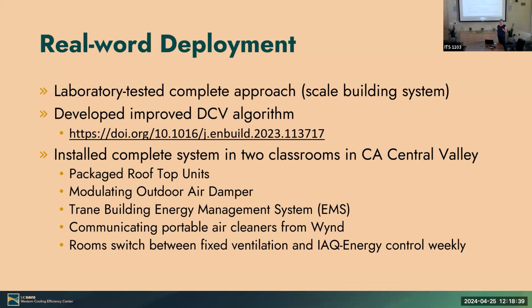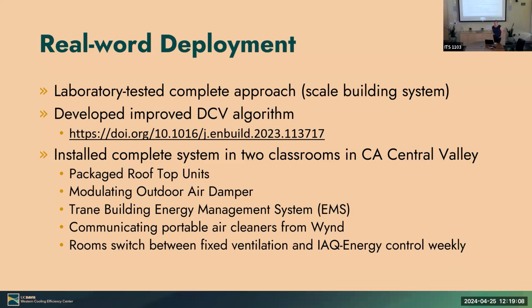And so I developed my own approach for just the simple need to change a ventilation system rate to track a CO2 set point. And that's published, so if you're interested, you can go read that. It's open access. Okay, so then I installed the complete system in 2 classrooms in California's Central Valley.